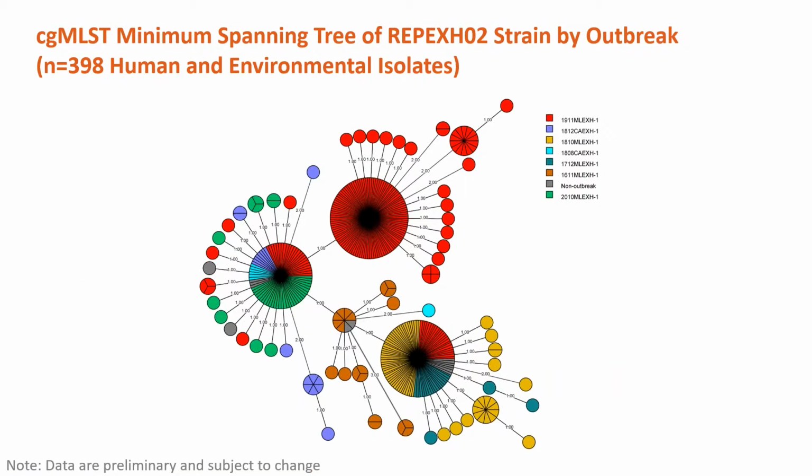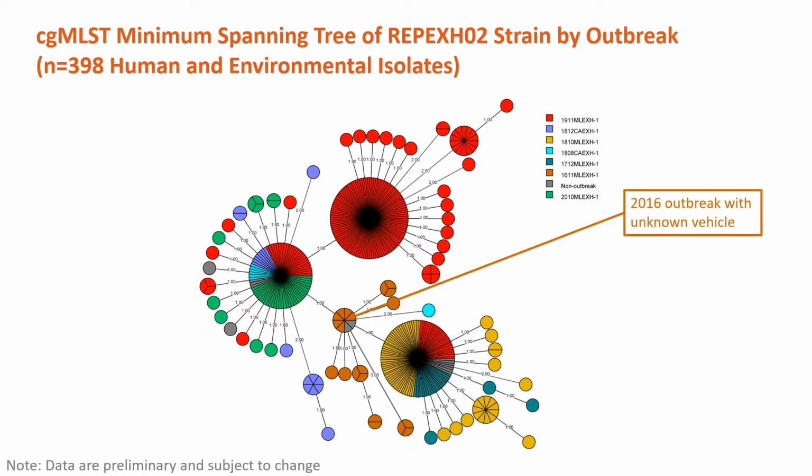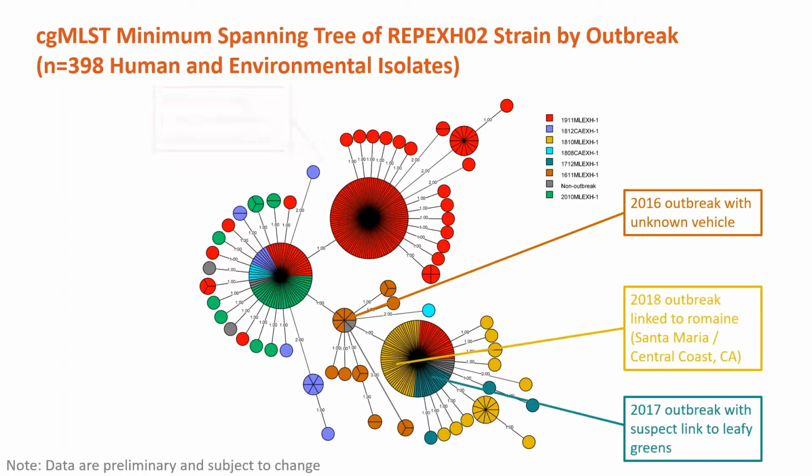And this is a core genome MLST minimum spanning tree. So we have about 400 clinical and environmental isolates in this tree, and they all are within 8 allele differences from each other. So they're all closely genetically related. And you can see by the colors, you have some groupings based on source as well.